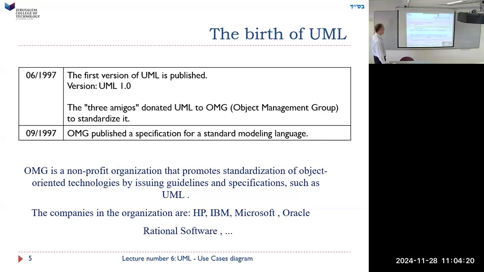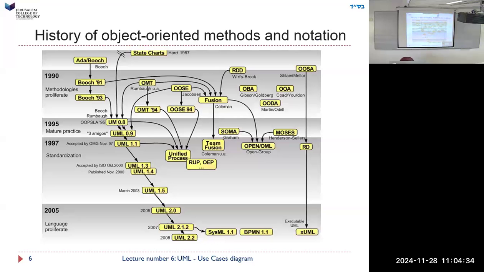The companies in the organization are these big companies: HP, IBM, Microsoft, Oracle, Rational Software, which I think has since been bought by IBM, as I recall. But at one point it was a separate company. History of object-oriented methods and notations.